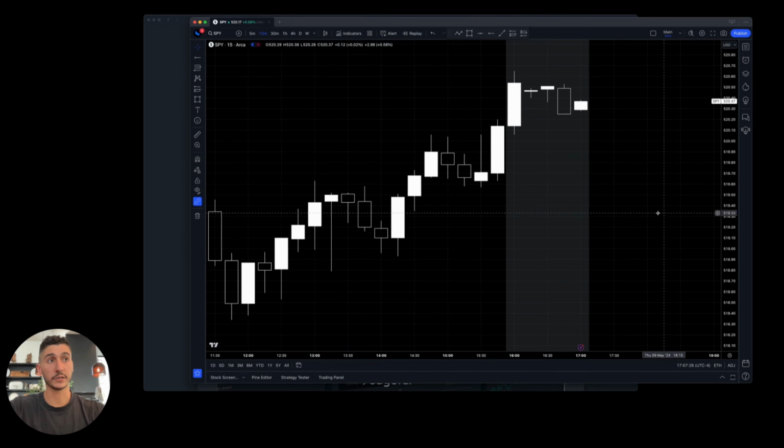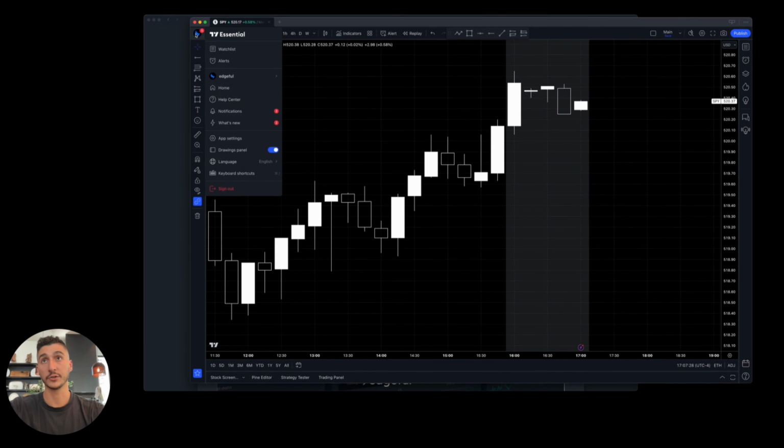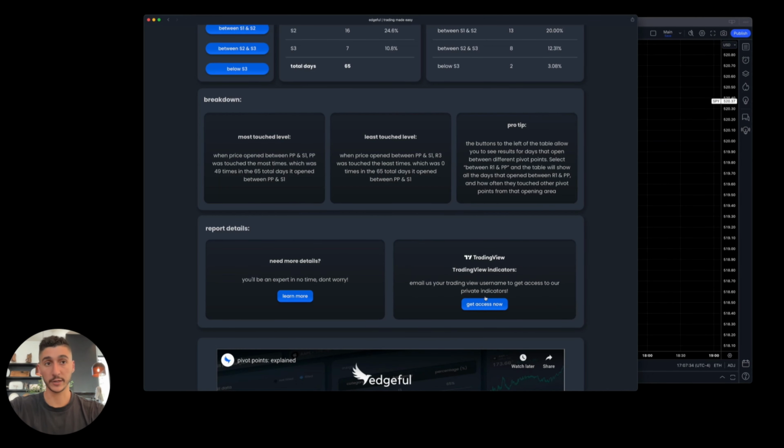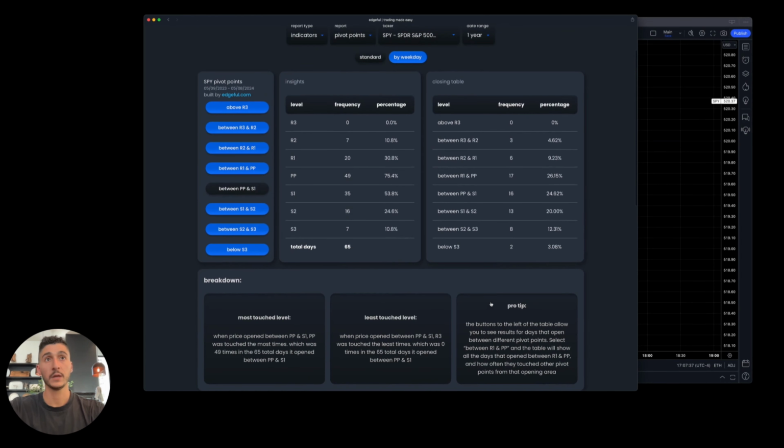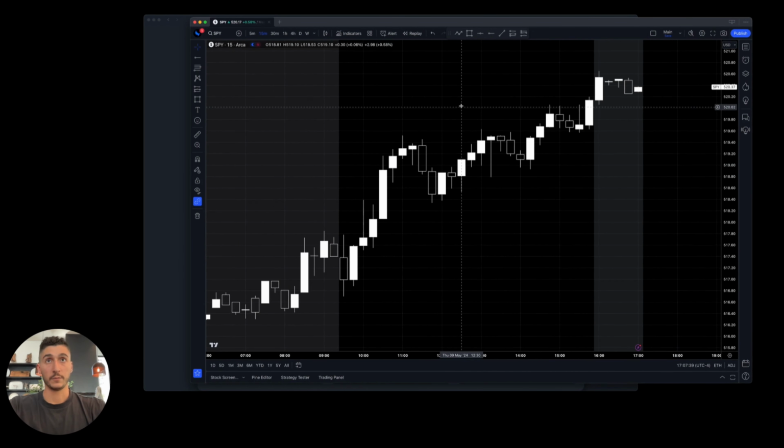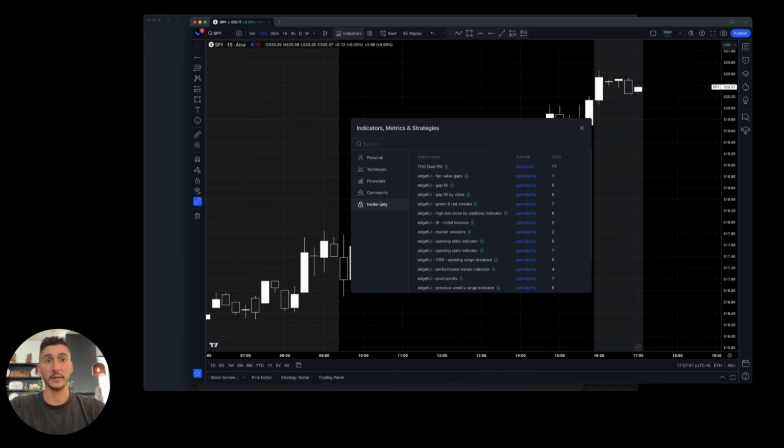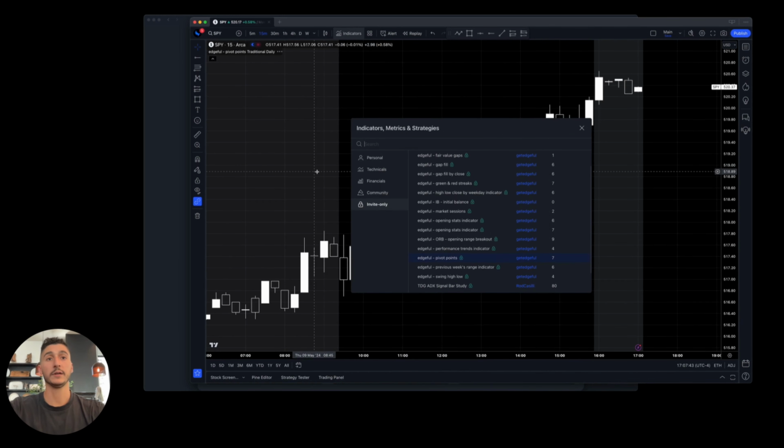And all you have to do is send us your TradingView username, which is right here. So you click on that profile button, then you click right here, or you just read your username and send it to us when you click this button. So go to the indicators, go to invite only, go to pivot points, and now click on that.